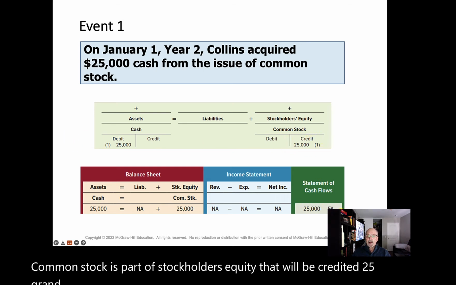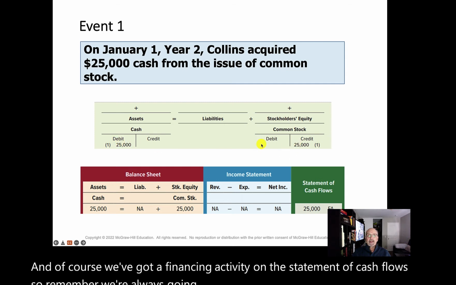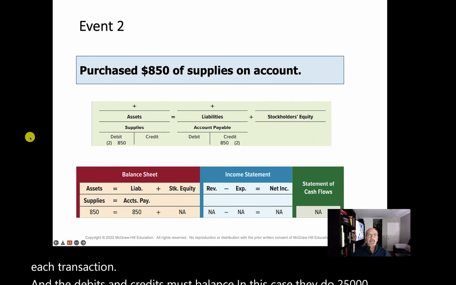And of course, we've got a financing activity on the statement of cash flows. So remember, we're always going to have a debit and a credit for each transaction. And the debits and credits must balance. In this case, they do, $25,000 apiece.